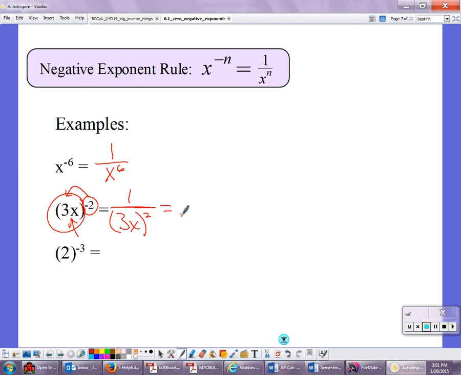And then we could say, using our power of products rule, that equals 1 over 3 squared times x squared, because this exponent applies to each thing inside, or 1 over 9x squared. 2 to the negative 3 power is going to be 1 over 2 to the 3rd power. And if you like, 2 to the 3rd is 8. You can write it like this, but either way, 2 to the negative 3 power equals 1 over 2 to the 3rd power. One last case.